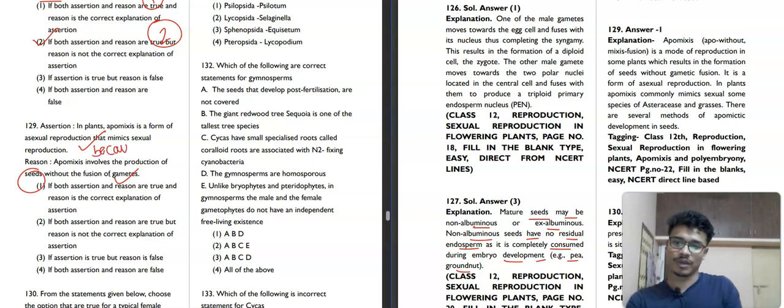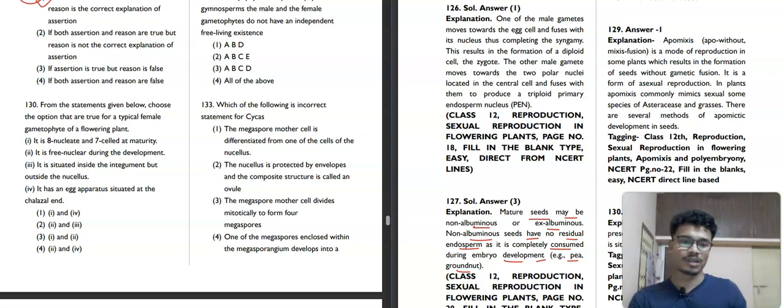Now, if we put a 'because' here, think about it and read. In plants, apomixis is a form of asexual reproduction that mimics sexual reproduction. Why? Because apomixis involves production of seeds without fusion of gametes. So it is verifying the assertion. I mean, what could the reasons be for this? So they are totally verifying each other. That's why the first option will be our correct answer here. Now we'll move towards the next question, question number 130.